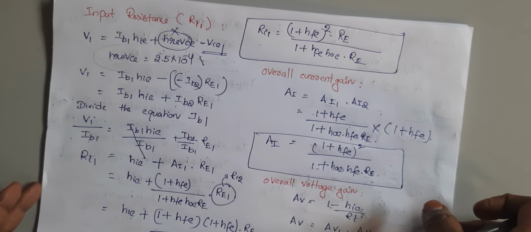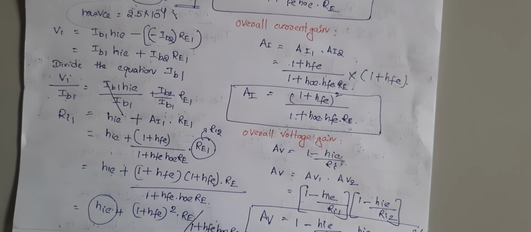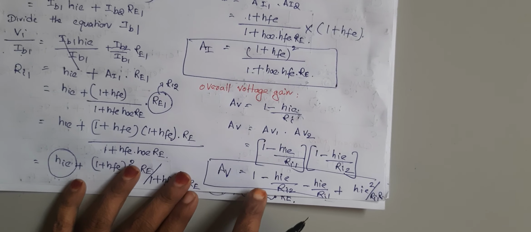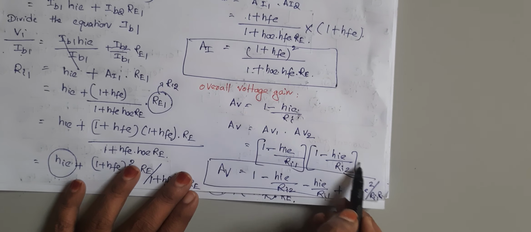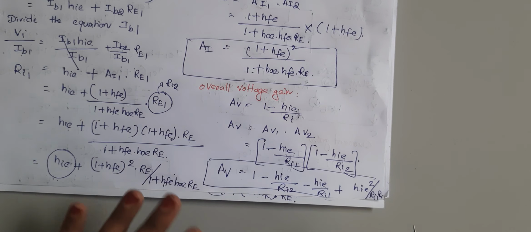Darlington amplifier circuit. So AV is equal to 1 minus HIE by RI2 minus HIE by RI1 plus HIE square by RI1 into RI2, just multiplication.